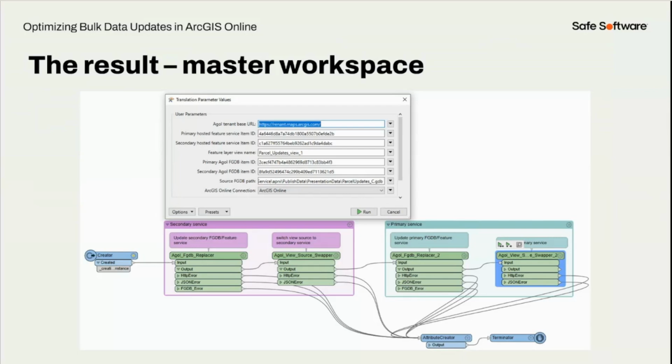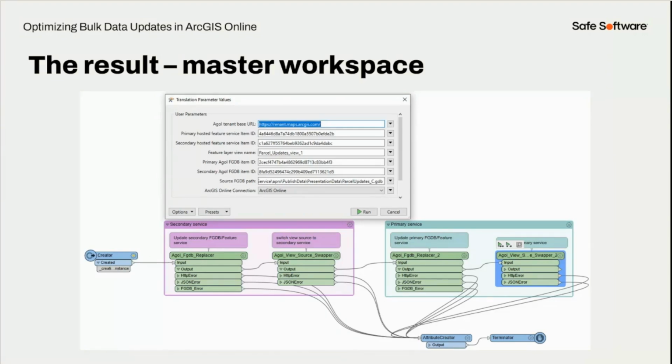Using our custom transformers as building blocks, the sequence we're implementing here is update the secondary feature service, then switch the view's data source over to the secondary feature service, then update the primary feature service, and then finally switch the view's data source back to the primary feature service. This makes the update flow as smooth and resilient as possible.